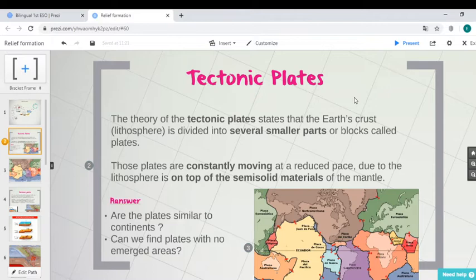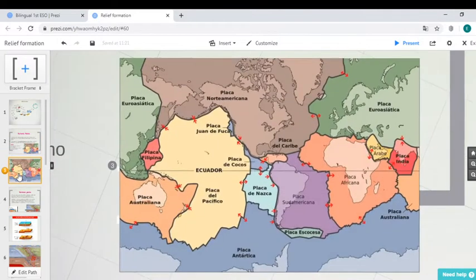The lithosphere is the layer where we build and walk, basically. So it's the superficial layer. As I said, it is really thin, but however, it is very important. So this theory states that the lithosphere is divided into several smaller parts. Those parts or blocks are called plates. Those plates are smaller parts of the lithosphere, as the North American plate.